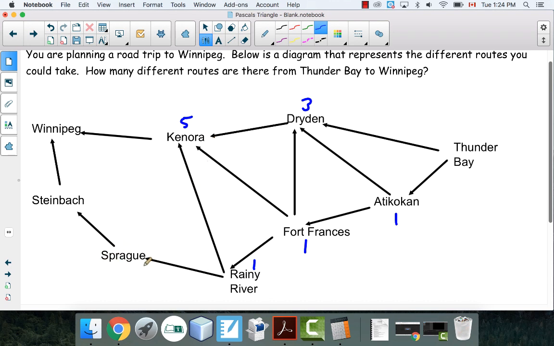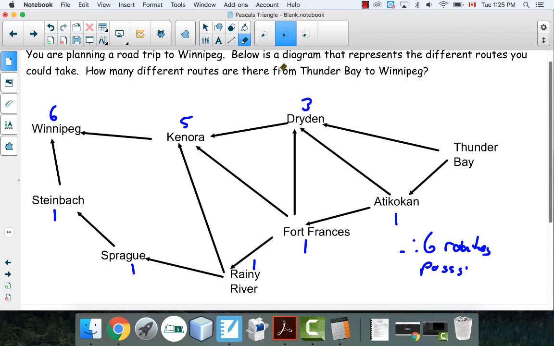Okay, Sprague is next down here. There is only one way of getting there. That's straight out of Rainy River. Steinbach, one way, straight out of Sprague here. And then finally, Winnipeg, I have one pathway out of here, and 5 out of Kenora. Gives me a total of 6 different things coming in. So 5 plus 1 gives me the 6. So the answer is therefore, there's 6 routes possible. Oh boy, I cannot spell today. 6 routes possible.